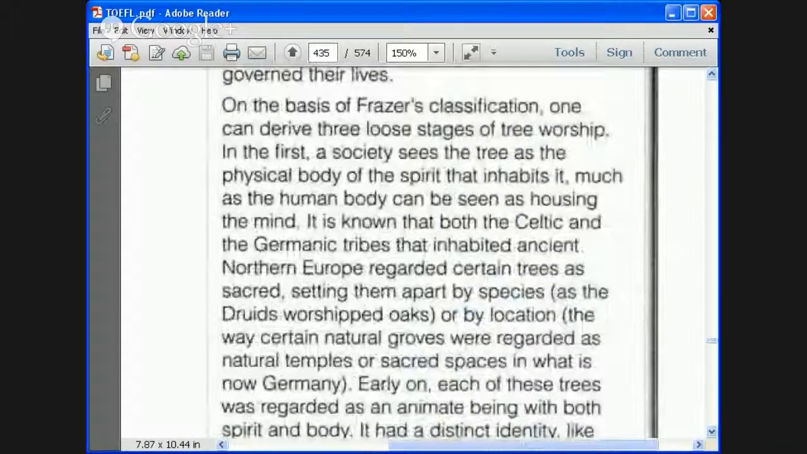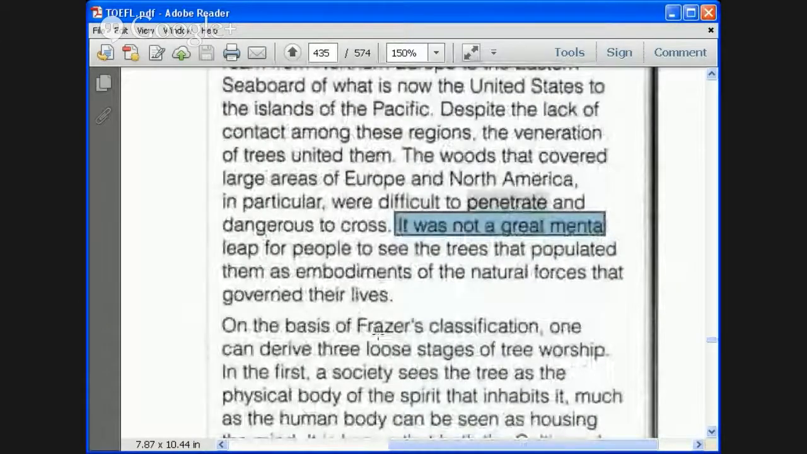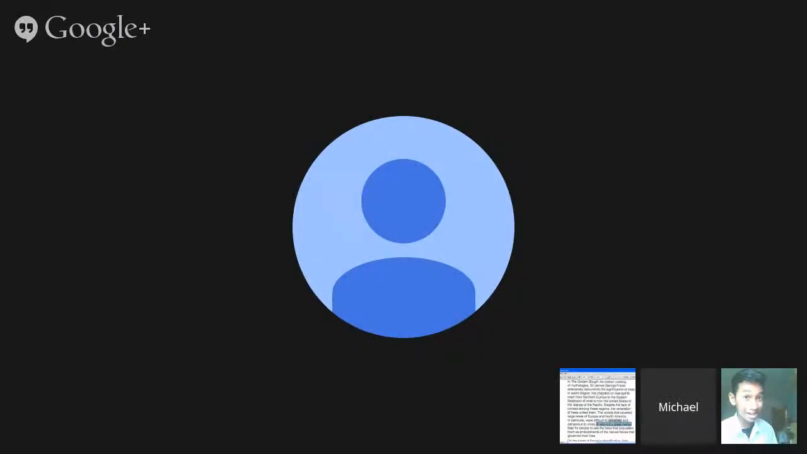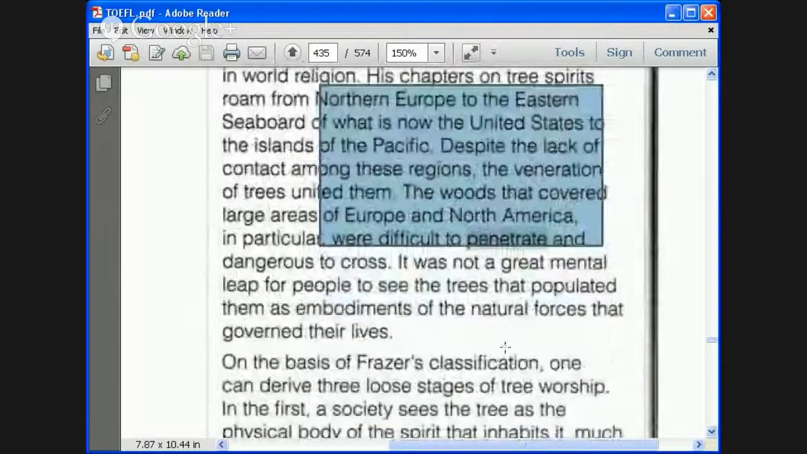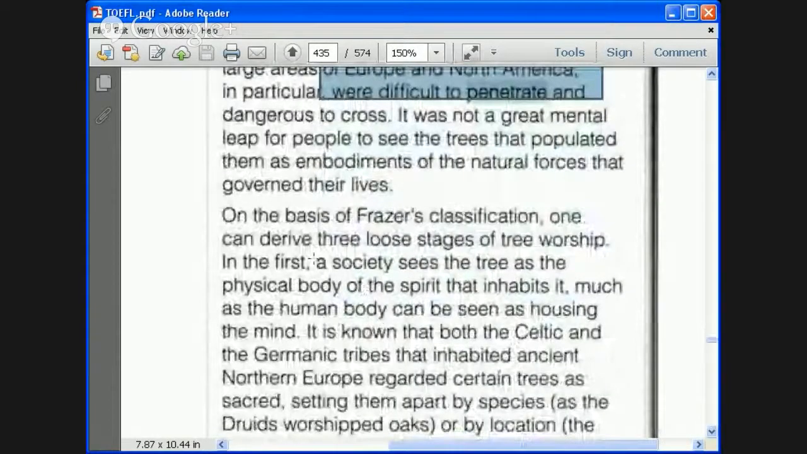Sorry, why did you skip the middle? Because I'm skimming. I don't want to waste any time. And if I look, I just see places: Pacific, United States, Europe, North America. All right, they're just talking about places. That can't be very important.